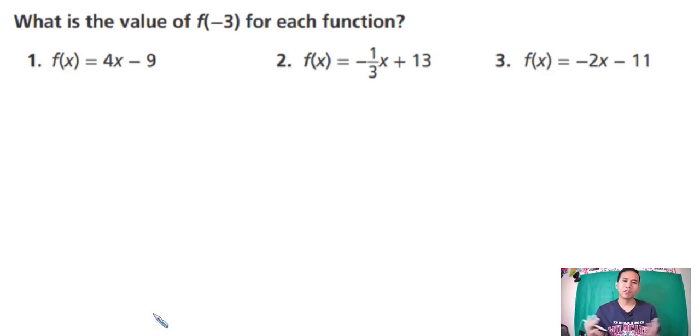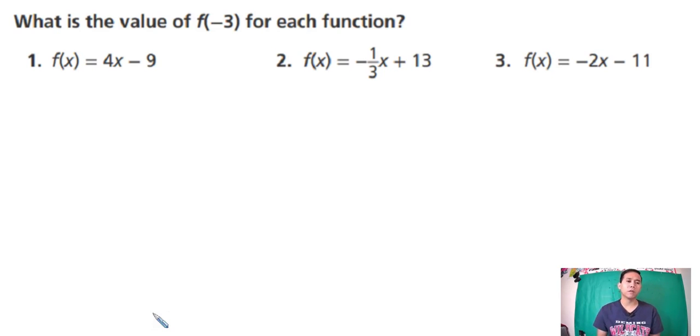Hello there, Wildcats. In this video, we'll evaluate linear functions, we'll graph linear functions, and we will write an equation of a linear function, and of course, we'll be applying linear functions by solving word problems. So first, we are going to evaluate linear functions.